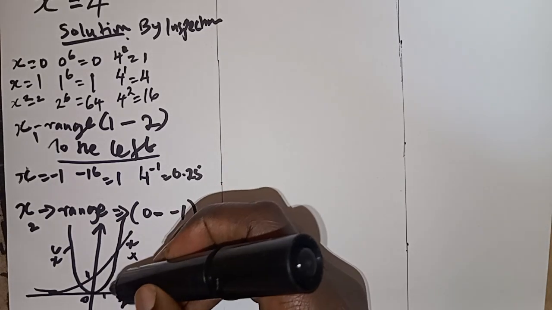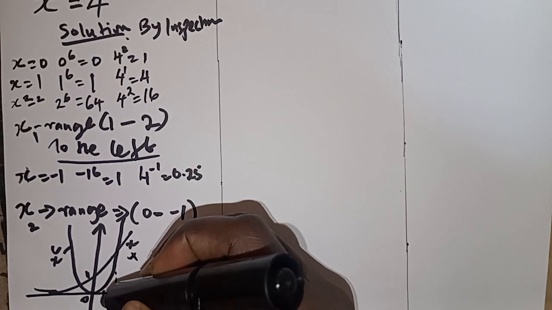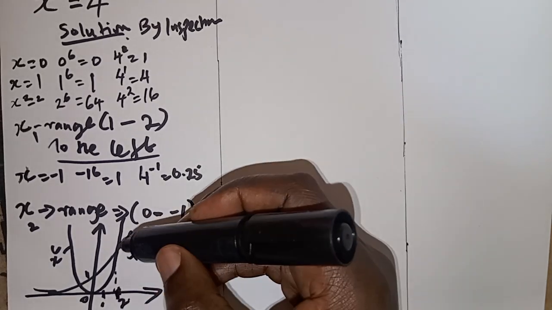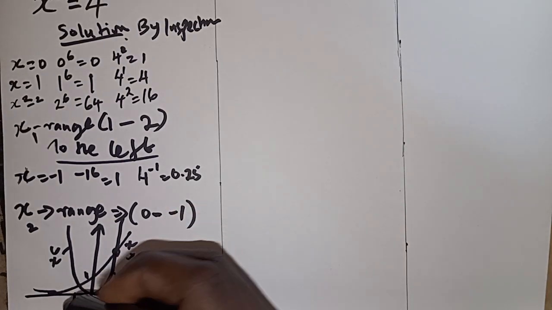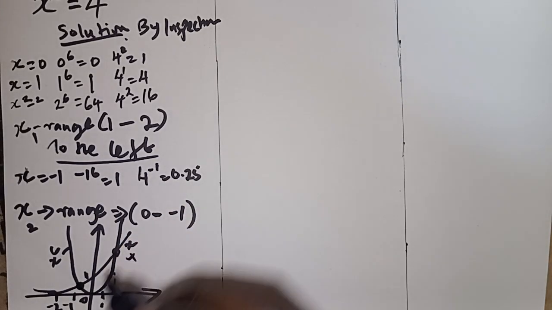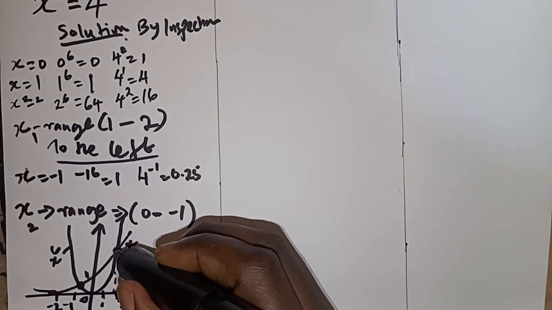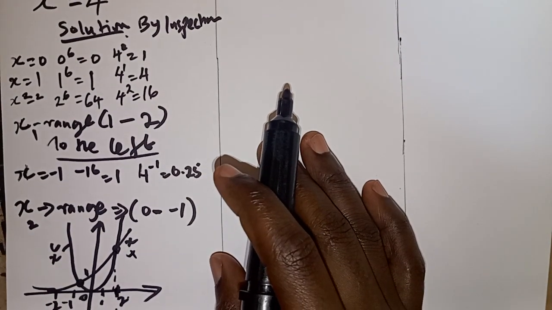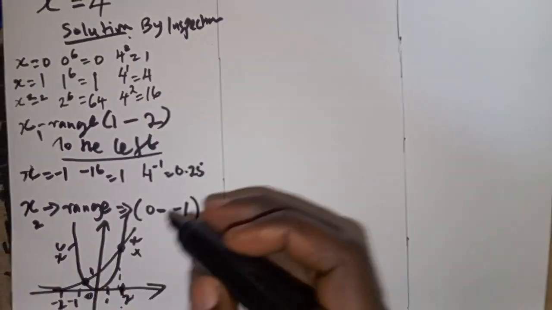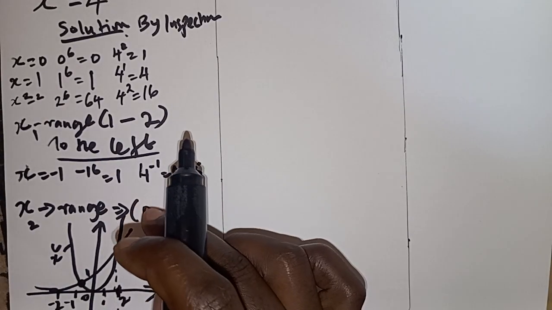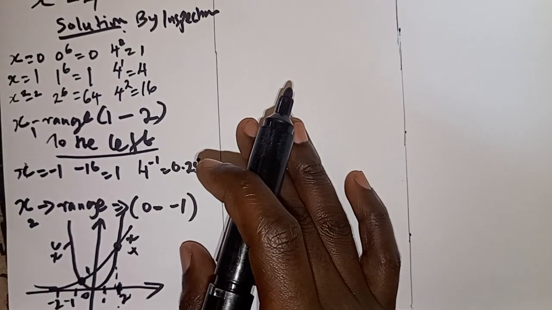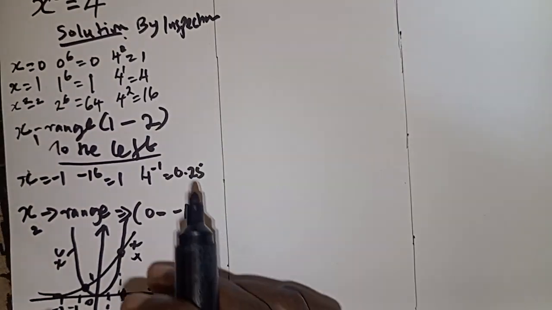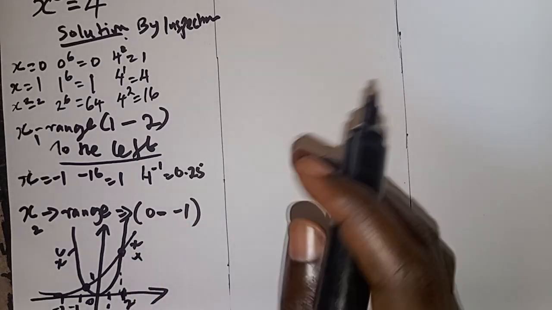So we end up realizing that they are meeting somewhere between 1 and 2. And if this is negative 1 and negative 2, then this curve is going to meet at those 2 points. We're just sketching the graph of x to the power 6 and 4 to the power x. So the big question is, how are we going to calculate the actual values of these 2 points?